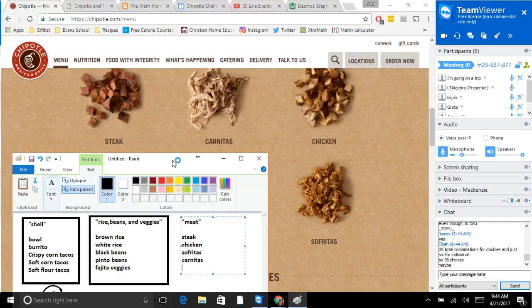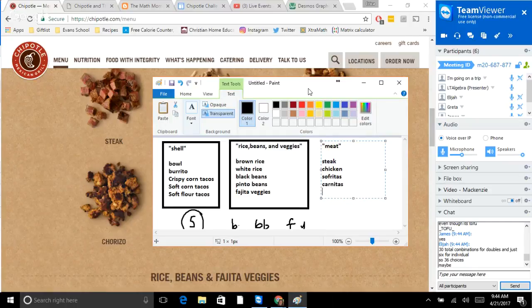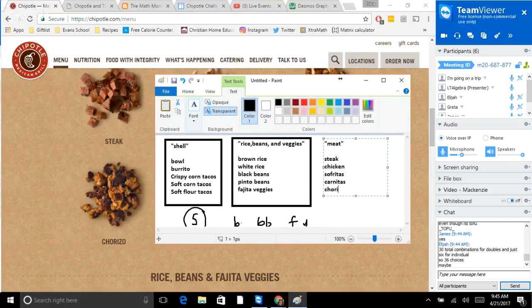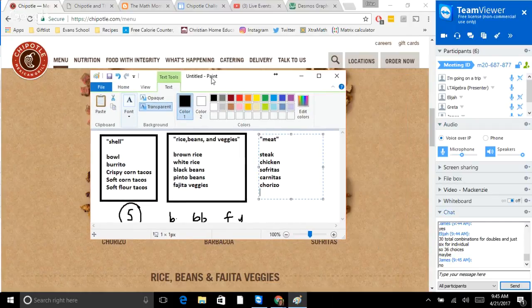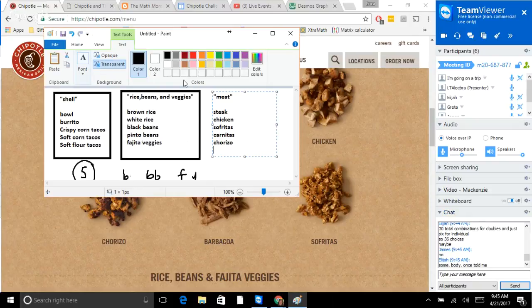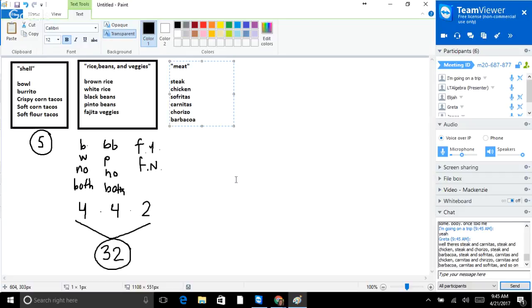Somebody told me, let's start with something. Do you think double meat, you would count that as a flavor combination? Like if you got double steak, would that be a different flavor combination, or are we throwing that out? I got a yes and a no for that one. And then I'm going to type on here, no meat.